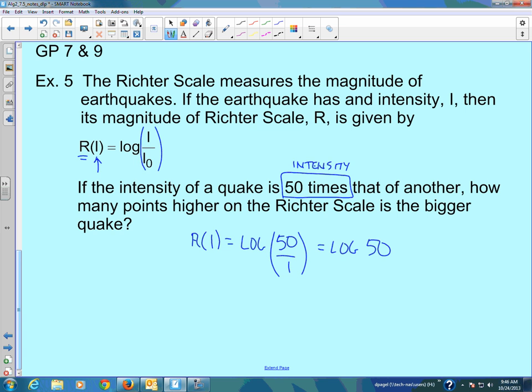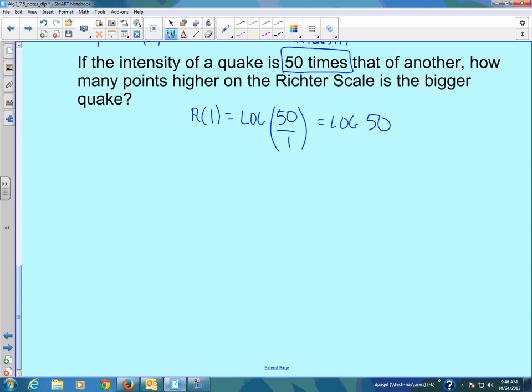basically 1.7. So a Richter number is usually to the tenth. So this is approximately 1.7. So the difference, if I had a quake that was a 6.0, a quake of 7.7 would have been 50 times as intense as that. All right, so there's some application for it.